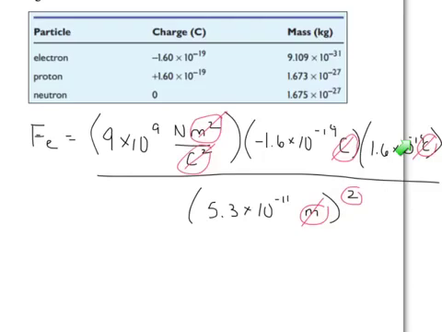Now remember, you're dividing by something here in the bottom that's going to be a very small number. So dividing by this is actually going to jack up the value of the answer.